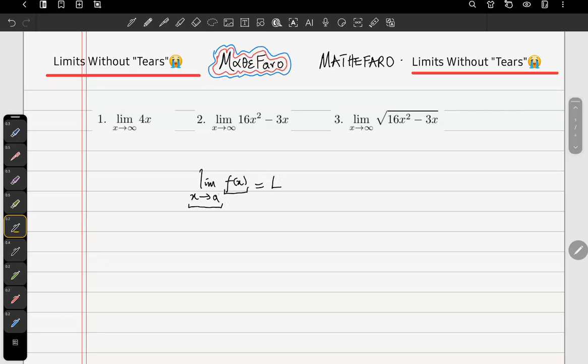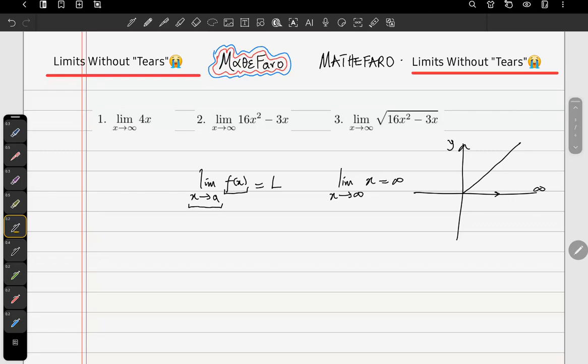When we have the limit of x as x goes to infinity, f of x in this case is x. So when x is 1, f of x is 1. When x is 2, f of x is 2. As we approach infinity, because the graph is just the diagonal graph, as x approaches infinity, y will also approach infinity. So it's as simple as that. That limit is infinity.